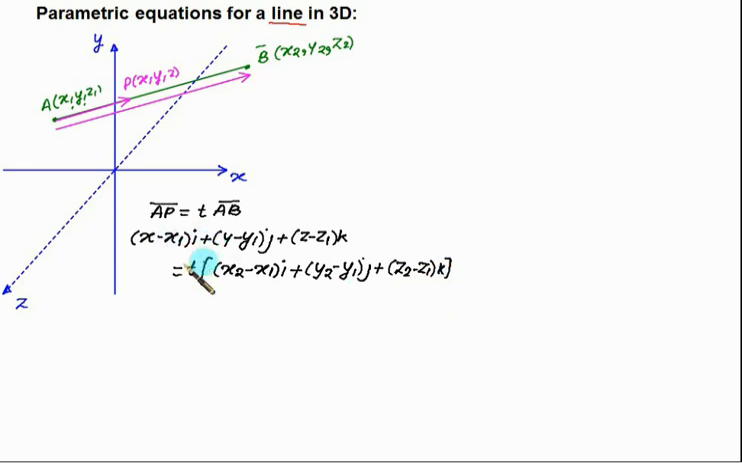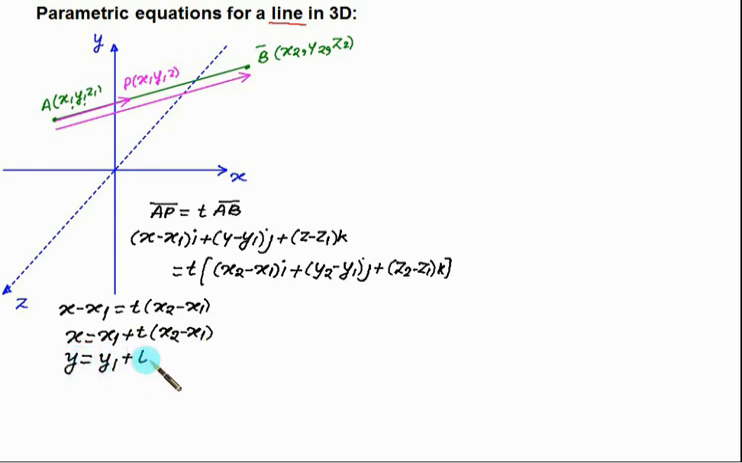Now we can equate the coefficients of i. If we equate the coefficients of i, we get x minus x1 is equal to T times (x2 minus x1). So we can solve for x. We get x equals x1 plus T times (x2 minus x1). Similarly, we can generalize this: y is equal to y1 plus T times (y2 minus y1), and z is equal to z1 plus T times (z2 minus z1). So it's a very simple procedure to find the equation of a line.